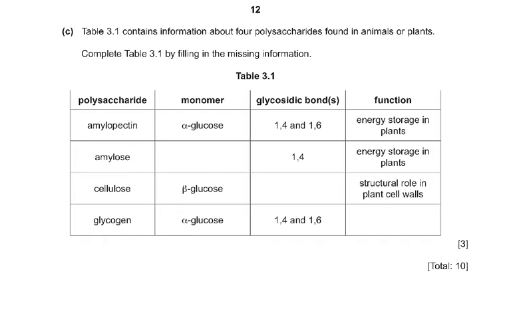Table 3.1 contains information about 4 polysaccharides found in animals or plants. Complete table 3.1 by filling in the missing information. Amylose, that's alpha glucose. Then cellulose is 1,4. Then glycogen is alpha glucose 1,4 and 1,6. It's an energy storage in animals.